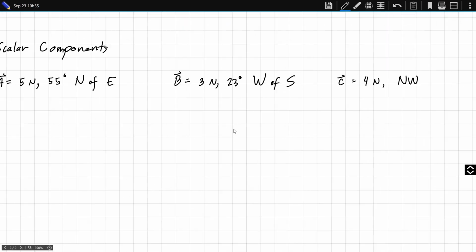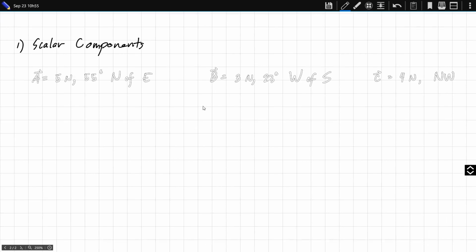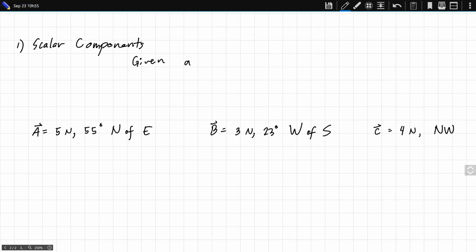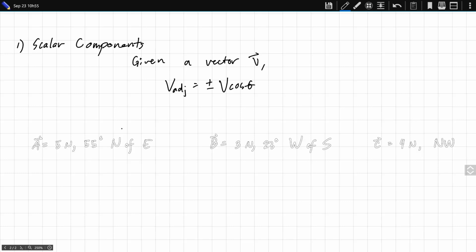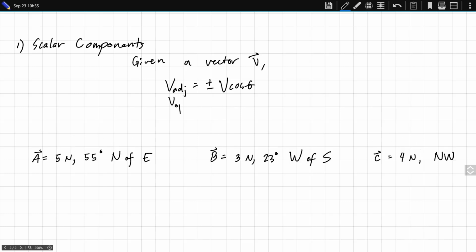Now, in order to solve for the scalar components, we will use this equation here. Given a vector v, the scalar components of vector v are given by this equation. So we have two components for this particular example. The first is the adjacent component that could take a value of plus or minus v cosine theta. Second equation that we will use, v opposite, so the opposite component of vector v, is equal to plus or minus v sine theta. So ito yung equation na gagamitin natin.